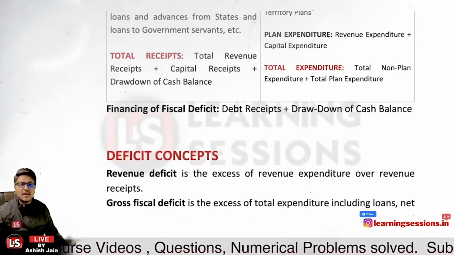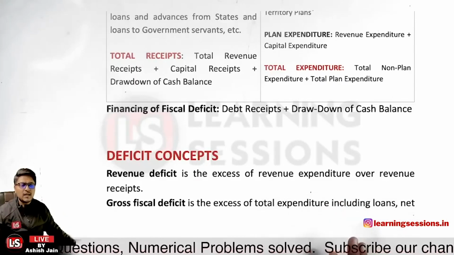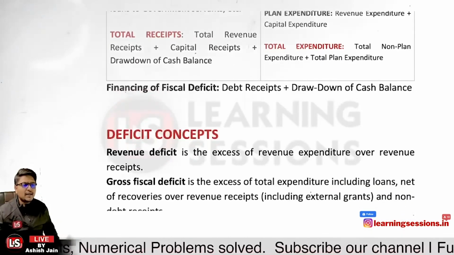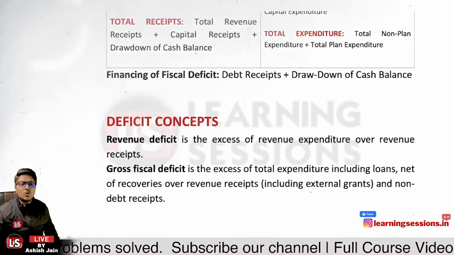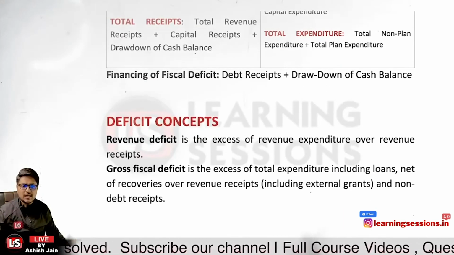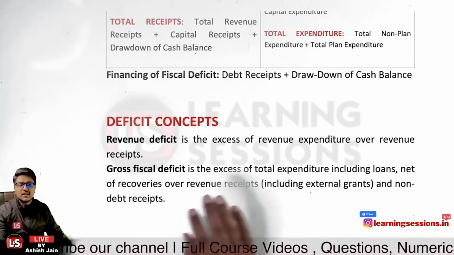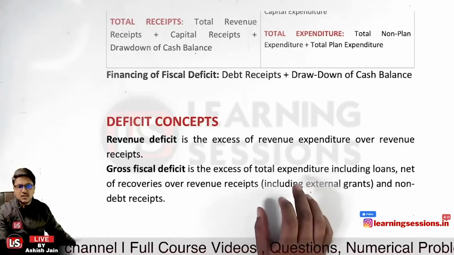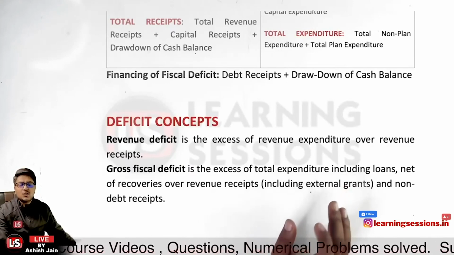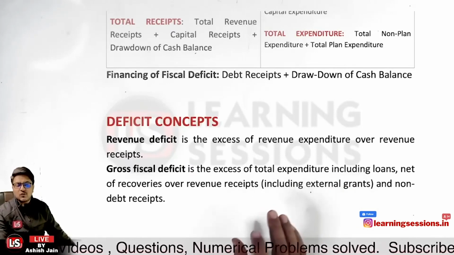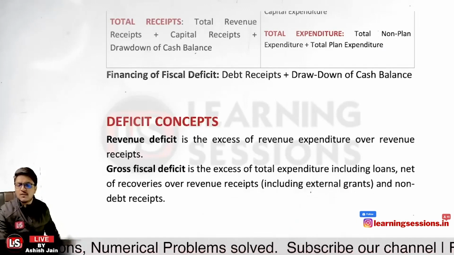The total expenditure includes all the terms, whether related to the lending part or to the net of the recoveries of our revenue expenditures, and further the total and the non-debt receipts. Okay, so the gross fiscal deficit is the excess of total expenditure, including the loans and net of recoveries, over the revenue receipts. That is basically your gross fiscal deficit.